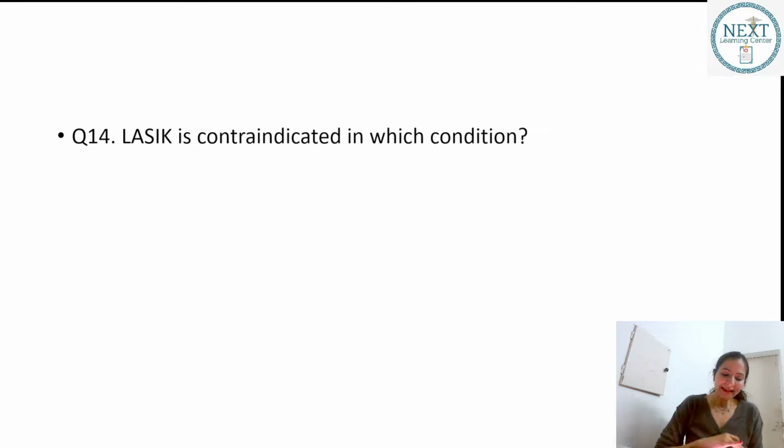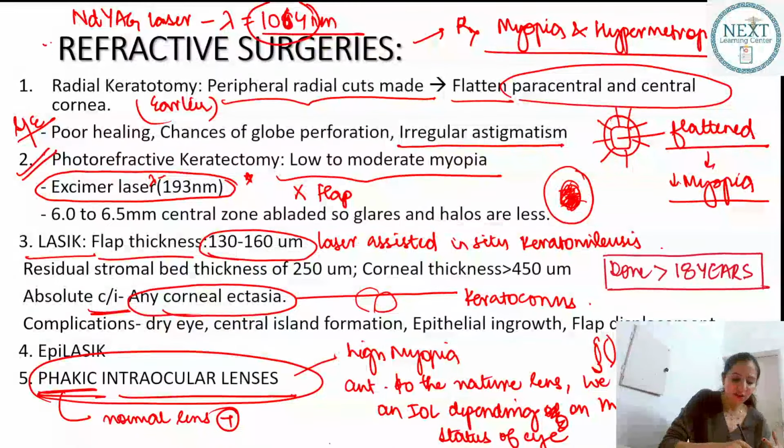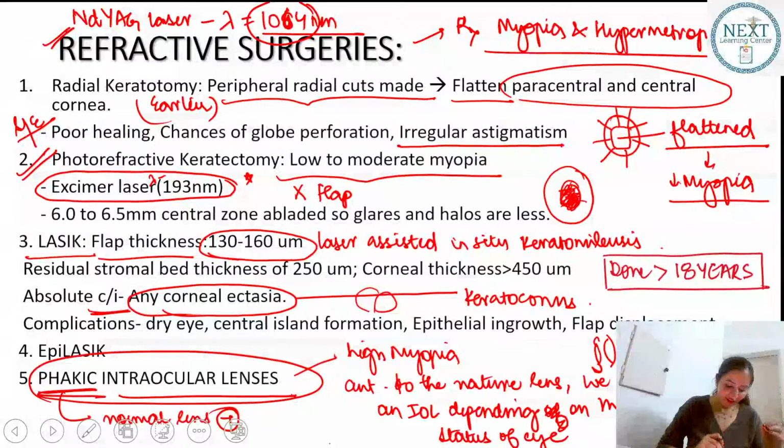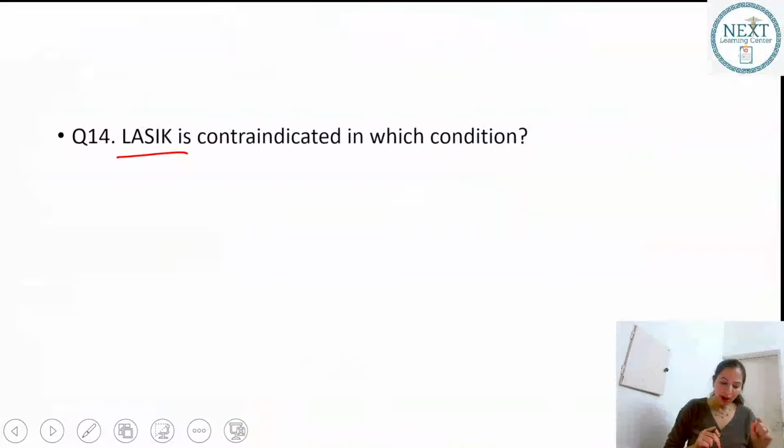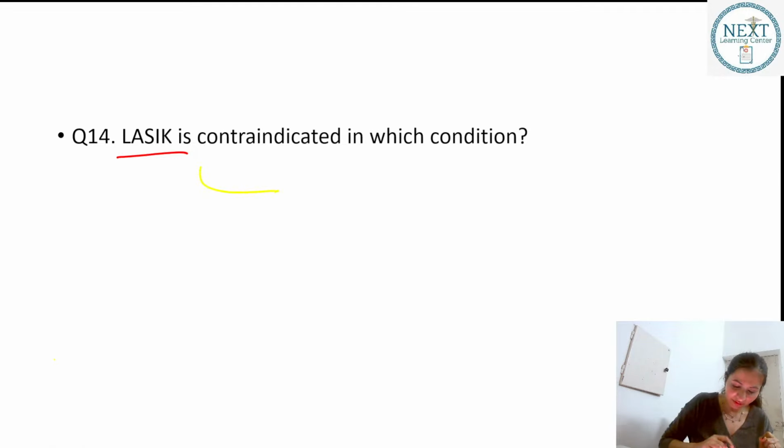So when is LASIK contraindicated? What is LASIK? Basically LASIK, I have told you, it is a refractive surgery. This was taught in the class. So when is LASIK contraindicated? LASIK is not done when the person is less than 18 years of age. You had a question that said LASIK is contraindicated, and different scenarios were given.